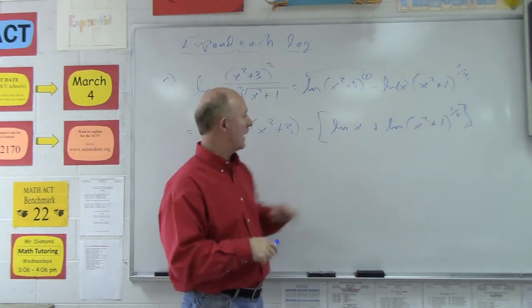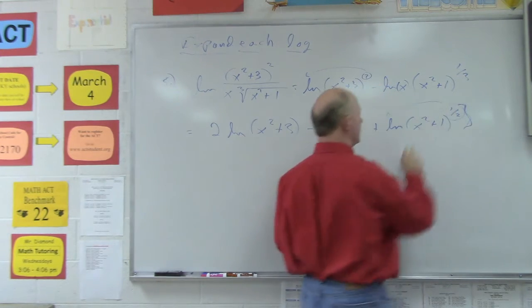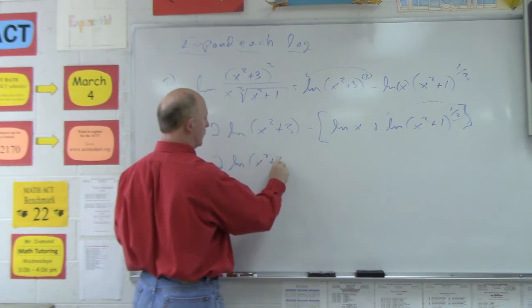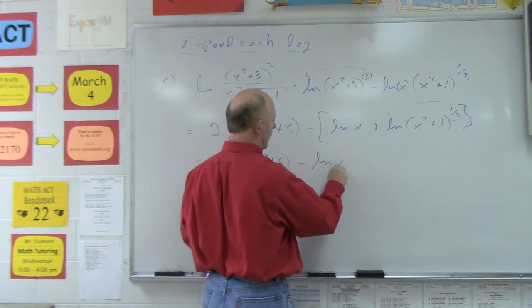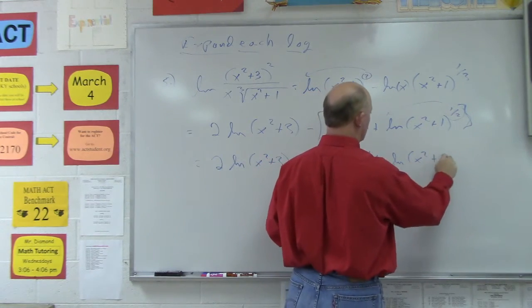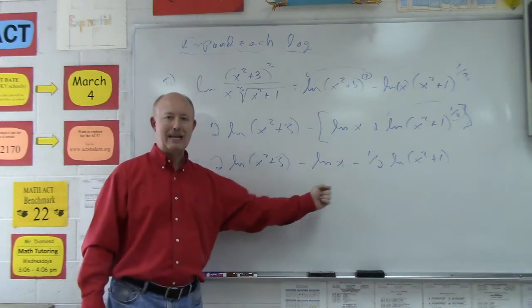So as we distribute this inside our parentheses, I also want to bring the 1/2 down front on this natural log here. We'll bring this one down. It becomes 2 natural log of x squared plus 3 minus natural log x minus 1/2 natural log of x squared plus 1. So as you do this expansion now, this is what it will expand as.